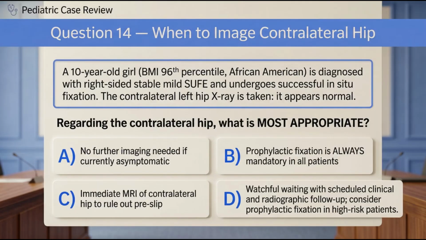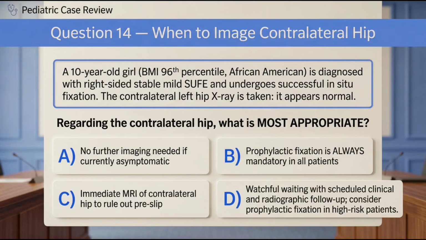deformities. Case 14. A 10-year-old girl with a body mass index at the 96th percentile of African American background is diagnosed with right-sided stable mild slipped upper femoral epiphysis and undergoes successful in situ fixation. The contralateral left hip X-ray is taken and appears normal. Regarding the contralateral hip, what is most appropriate?